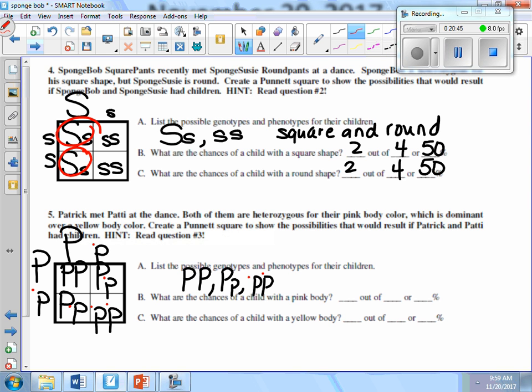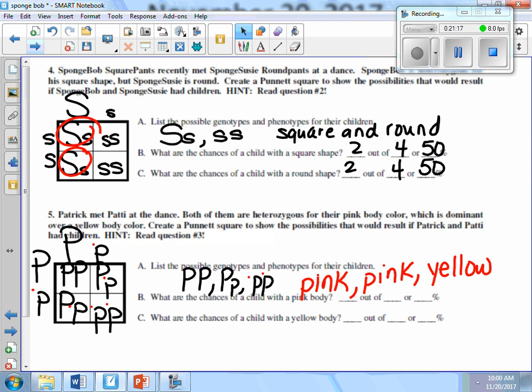Good job. Phenotype. Somebody tell me what 2 bigs are. 2 bigs, what color? 2 big peas are what color? Pink. A big pea and a small pea? Pink again. And then 2 little peas? 2 little peas are yellow because they're both what? Recessive. Good job.